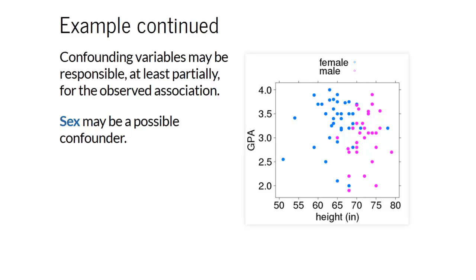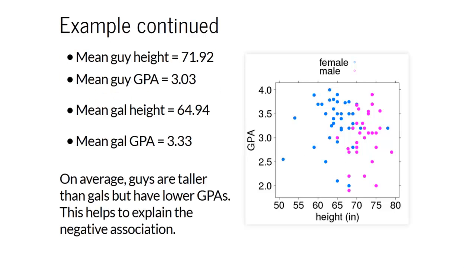If we group the scatter plot by sex, we see that the guys are colored in pink and the girls are colored in blue. So you can see that the guys tend to be clustered around here and the girls tend to be clustered around here. By looking at the average height and GPA for the guys and comparing this to the average height and GPA for the girls, we can help to explain the negative association we see in the scatter plot overall.